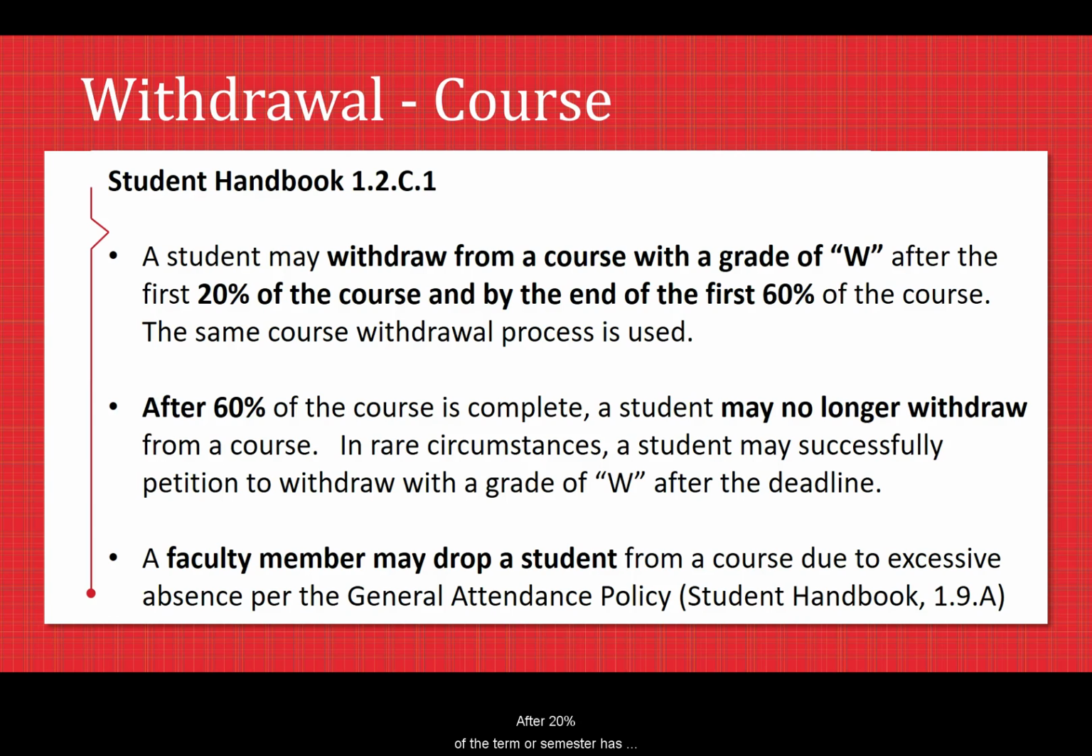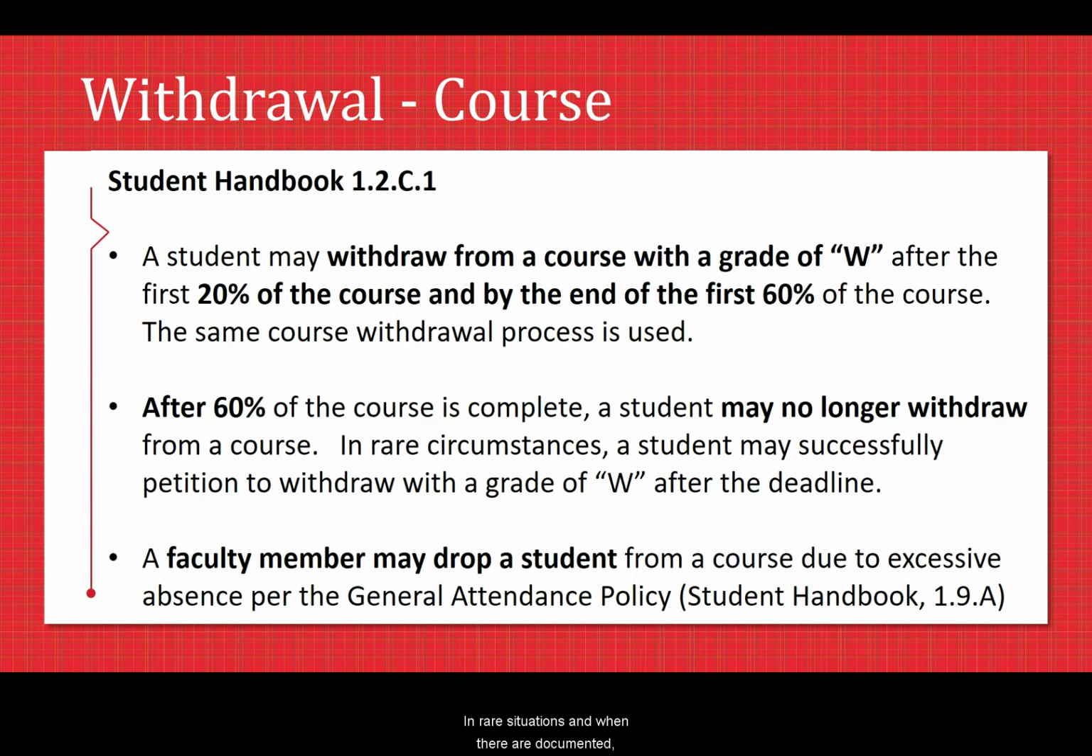After 20% of the term or semester has ended, but before 60% has been completed, the student may also withdraw from a course by requesting that the instructor complete this action via the photo roster. However, if a student withdraws during this period, a W will appear on the student's transcript. After 60% of the course is complete, the student may not withdraw from a course.